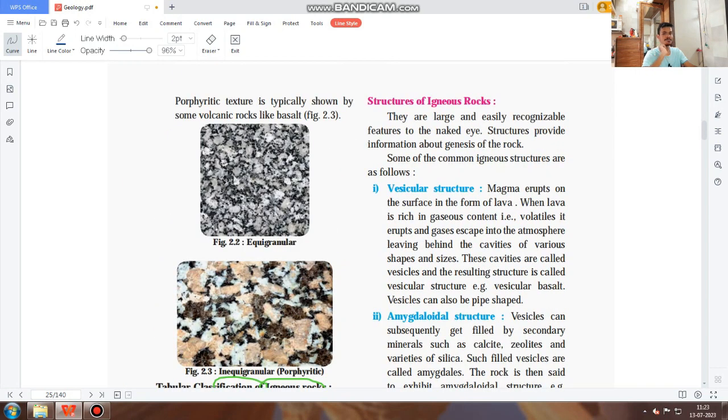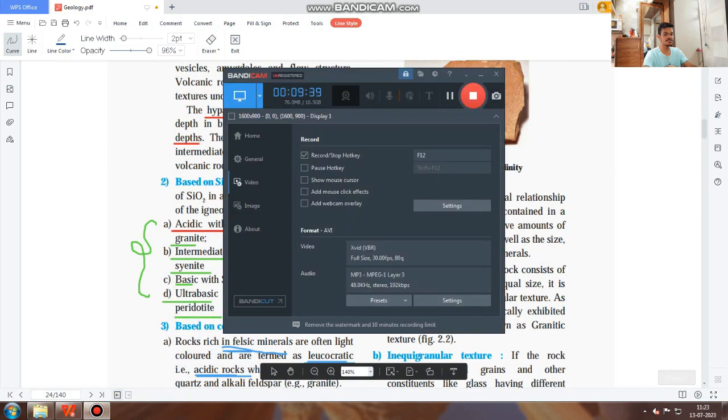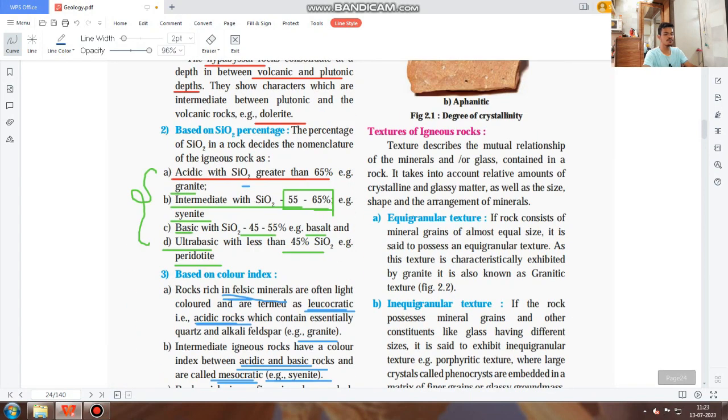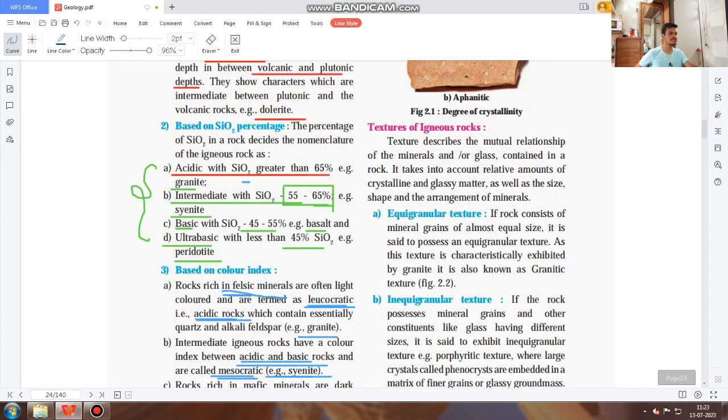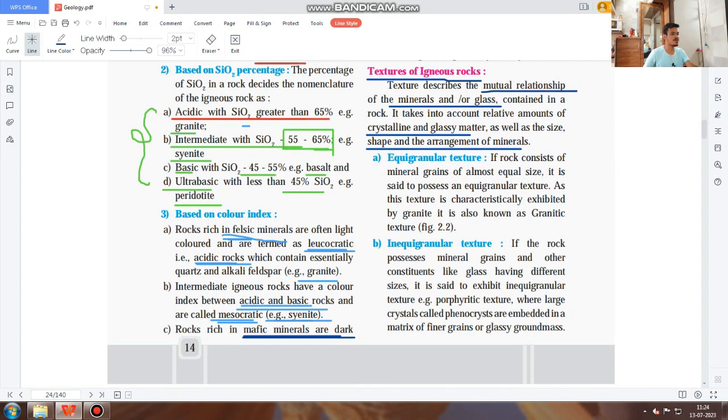Next we move on to the textures, sorry, not structures. Structure is the next part. Textures first. So what is texture? Texture is the mutual relationship of minerals or glass contained in the rock, for example the relative amount of crystalline and glassy matter, as well as the size, shape and arrangement of minerals.